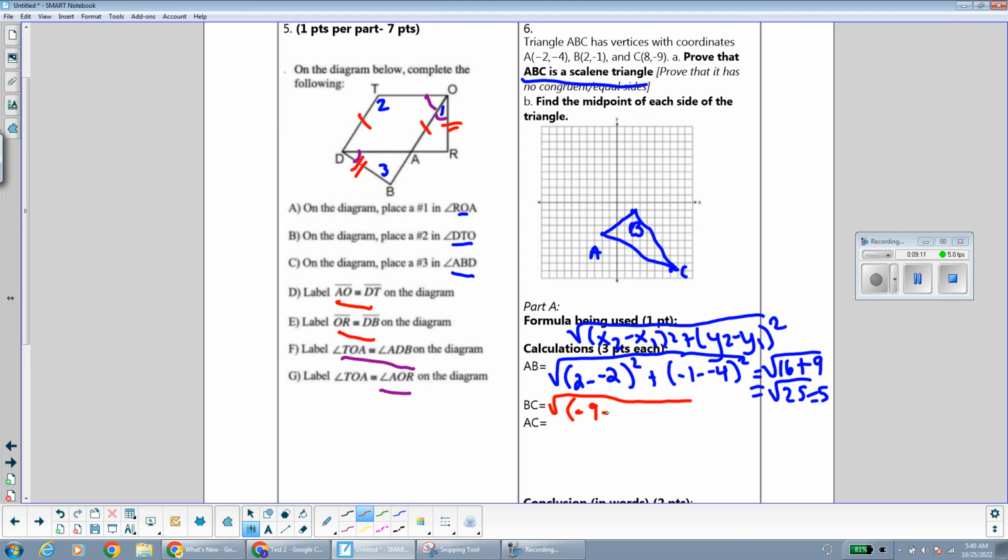Negative 9 minus negative 1, that changes to plus, and we have negative 8 squared is 64. 8 minus 2 is 6. Squared is 36. And we have radical 100, which is a perfect square and simplifies to 10. And then finally, AC.